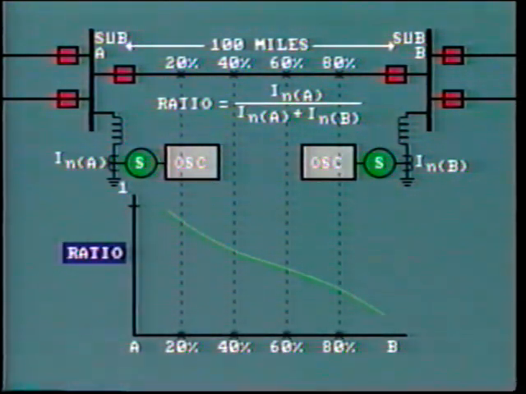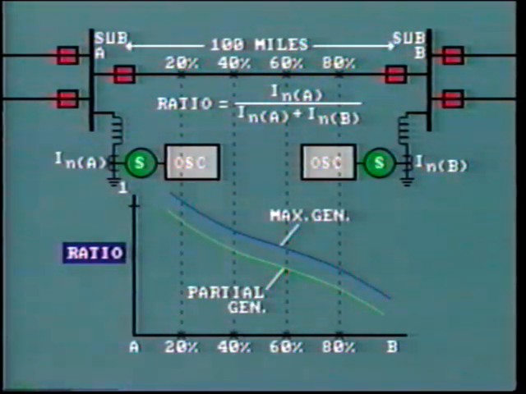When the fault current ratio is plotted against fault location in miles, we get a series of points and a curve that looks like this. If the fault is very close to station A, INB will be quite small compared to INA, so the ratio will be close to 1. On the other hand, if the fault is close to station B, INA will be small and the ratio will be close to 0. For a fault near the middle of the line, INA and INB will be about the same, so our ratio is close to 1/2.